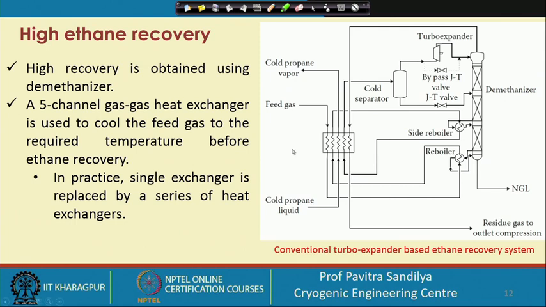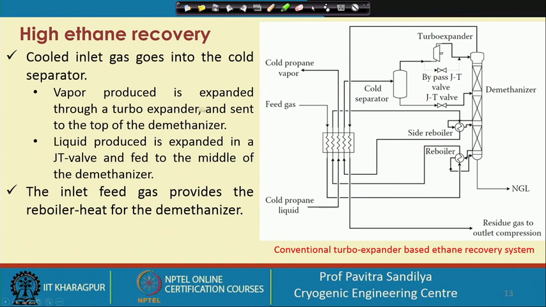Now, you can see here that the cooled inlet gas goes to the cold separator. You see how the cooling is getting done: the feed gas is coming through some heat exchanger, and this heat of the feed gas is also used in the reboiler to boil up the liquid in the demethanizer. So that means this heat is used in the reboiler. That is why this feed gas is getting cooled, and it is colder than the initial feed gas.